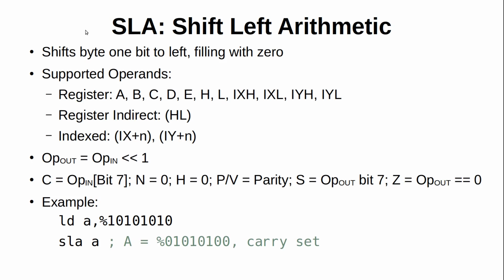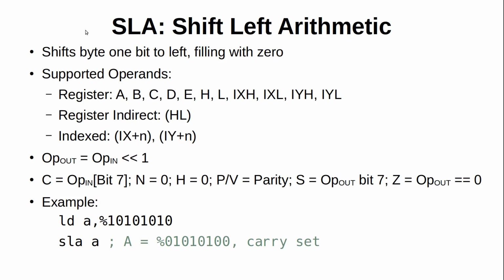It does this by shifting the bits in a register or memory location to the left and filling bit 0 with a clear bit. It also sets the carry bit to the previous value of bit 7, which is now shifted right out of that byte. The Z80 lets you perform an SLA on any general-purpose 8-bit register, as well as memory locations specified by register indirect or indexed addressing.